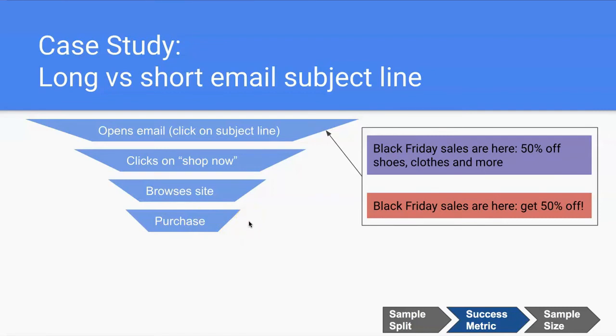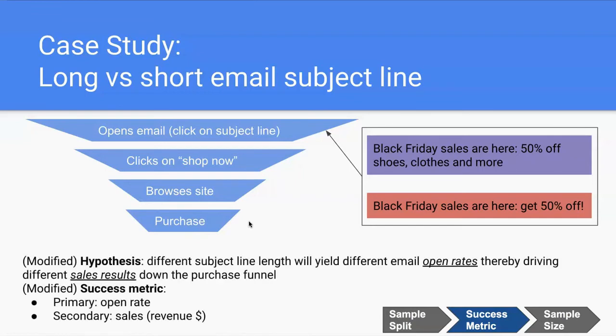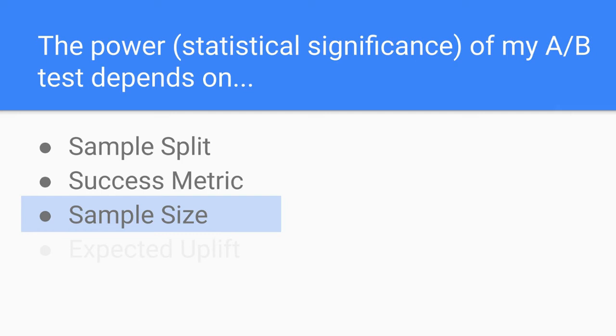So we can modify the hypothesis though to be different subject lines will yield different open rates, thereby driving different sales results down the purchase funnel. And here, we're making the success metric primarily to be open rates and secondarily be sales. So that was all about success metrics. Now let's move on to sample size.